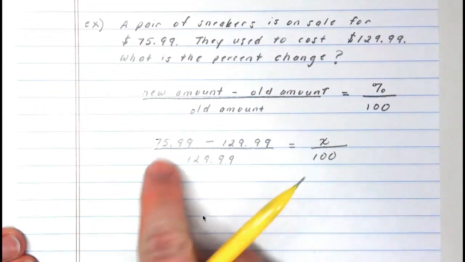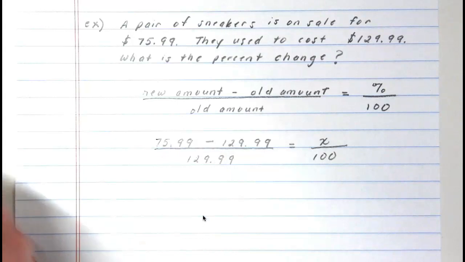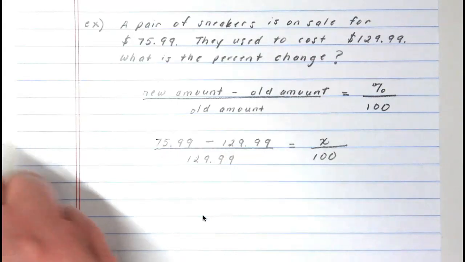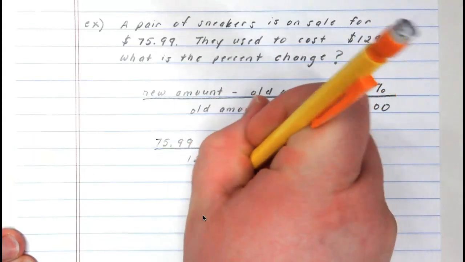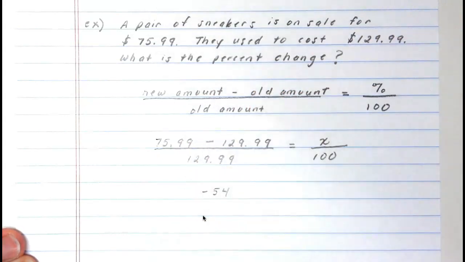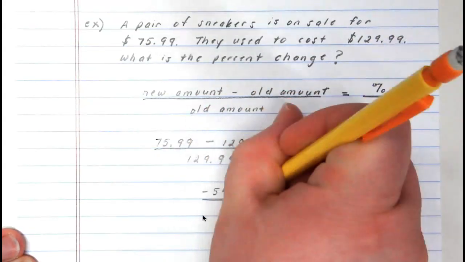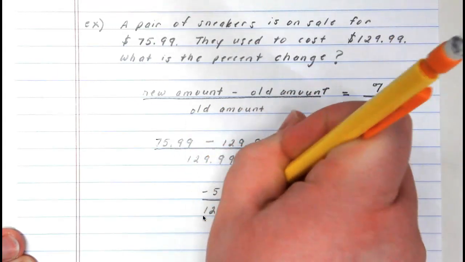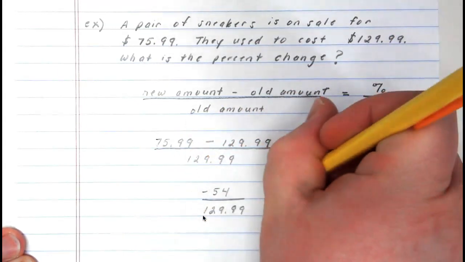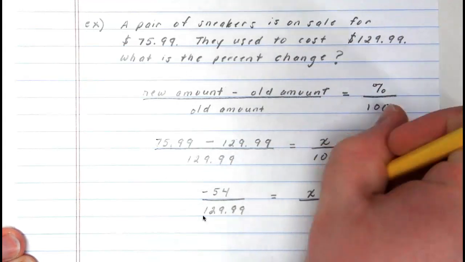Now we first need to figure out what the difference is up top. So $75.99 minus $129.99 is negative 54. So basically it went down $54 out of the original $129.99. And that will equal X over 100.